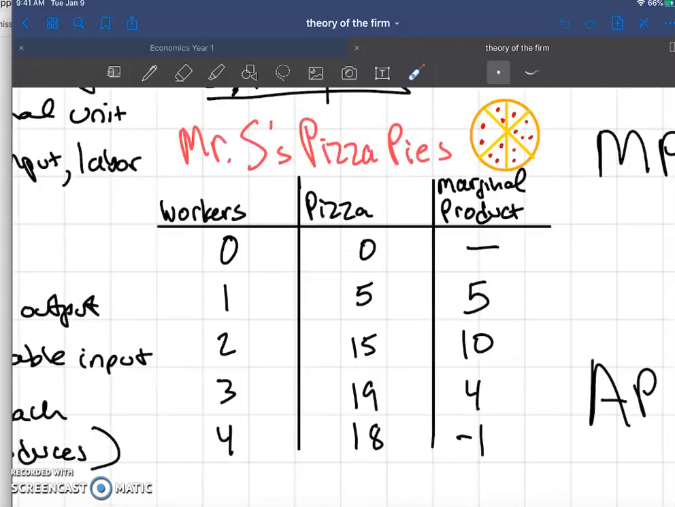So let's consider an example. Let's consider a pizza shop. Mr. Silverman is opening a pizza restaurant called Mr. S's Pizza Pies.